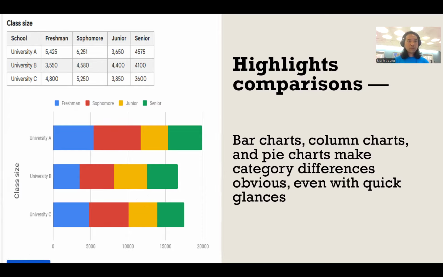C? Well, look at that. The one that actually has the biggest junior student body is University B. So obviously, University A has only 3,600 and University C has only 3,800. So by answering those questions by looking at the picture, you're able to answer a lot faster.